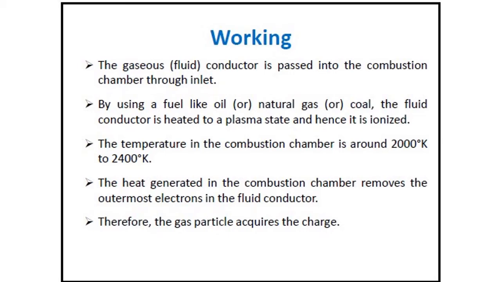And how? Because in the combustion chamber the temperature is very high, around 2400 degrees Kelvin. That means these gases get ionized. The heat generated in the combustion chamber removes the outermost electrons in the fluid conductor. So this is how electricity is produced, because the outermost electrons are getting removed. Therefore, the gas particles acquire charge. There is a flow of electricity.